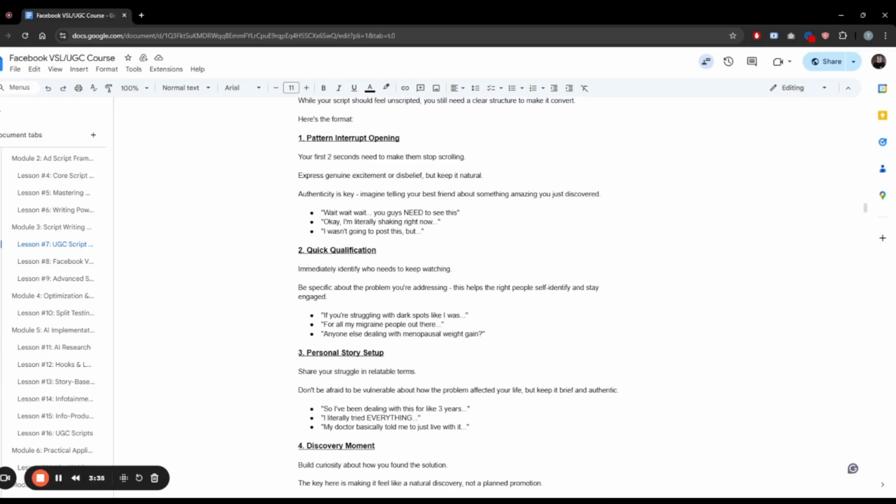Then you move to quick qualification. Immediately identify who needs to keep watching. Be specific about the problem you're addressing because this helps the right people self-identify and stay engaged. So you can say, if you're struggling with dark spots like I was, for all my migraine people out there, anyone else dealing with menopausal weight gain.